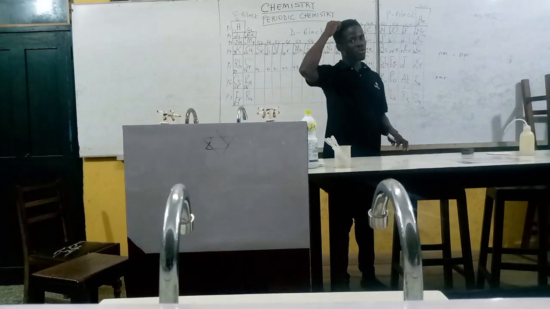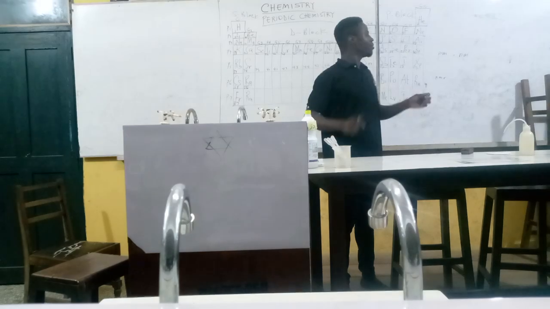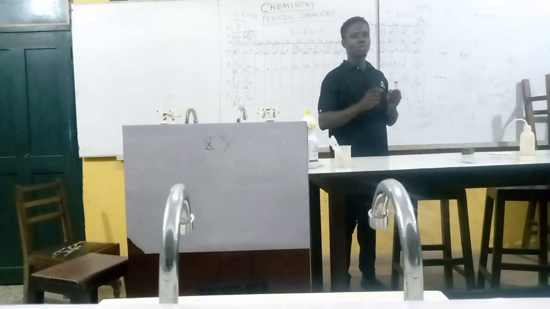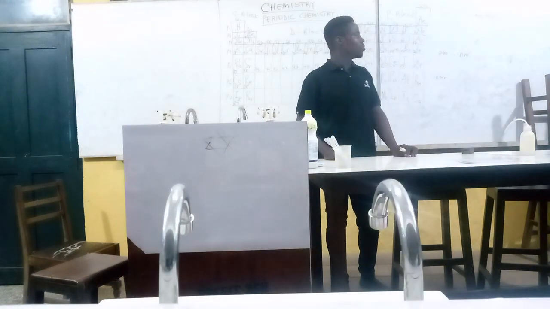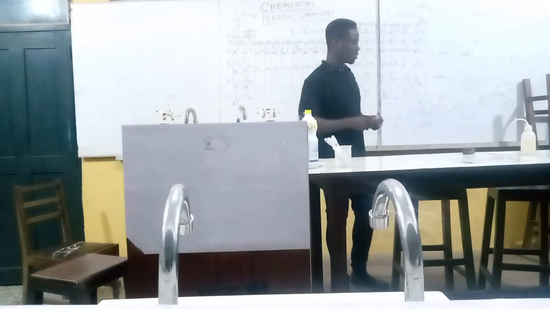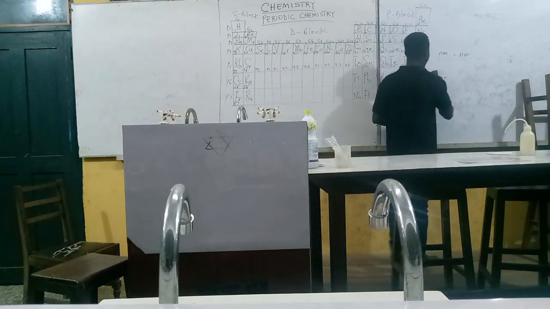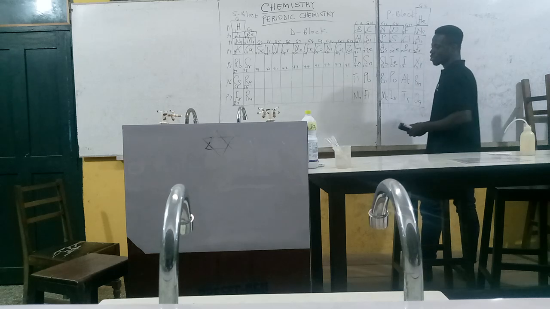So because they are very small, it's not easy to know the radius of the atom. So we use some specific instruments to determine the radius. Now let's look at the main variation occurring in this atomic radius.